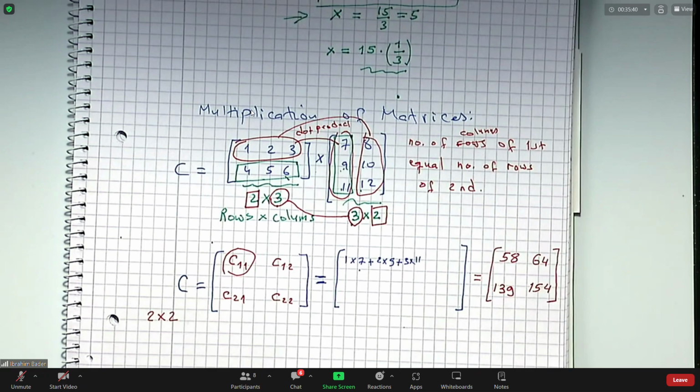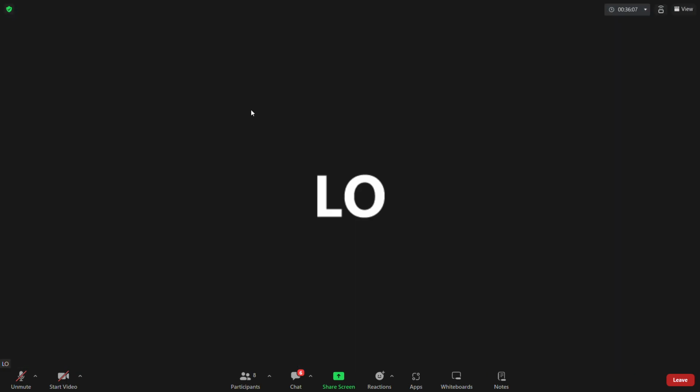Okay, I will give you a short example of how this fits in real life, because obviously there are lots of real life applications that can be solved using matrices and matrix arithmetic. Any questions regarding this?